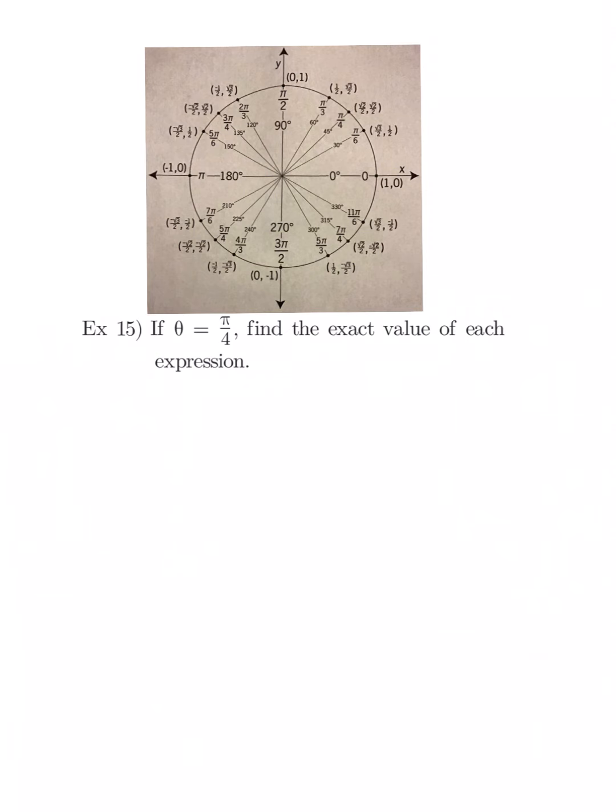On example 15, we are told that the theta we want to work with is pi over 4. And then we are asked to find the exact value for each expression. The first example is sine of 2 theta. What you are going to do on these problems is put the value that you were told in where the theta is. So for this expression, you would be doing the sine of 2 times the pi over 4 that we were told theta equals.